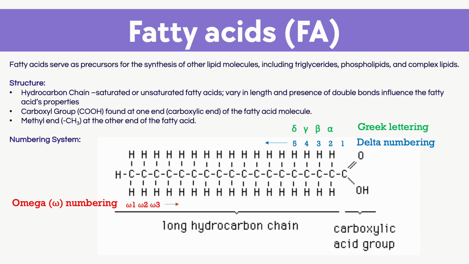There are 3 common numbering systems for fatty acids: delta numbering, Greek lettering, and omega numbering. In delta numbering system, the carbon atoms in the hydrocarbon chain are numbered starting from the carboxyl carbon, which is designated as carbon 1. In the Greek lettering system, the carbon atoms in the hydrocarbon chain are labeled with Greek letters, starting from the second carbon in delta numbering, which is known as alpha, followed by beta, gamma, and epsilon. In the omega numbering, the carbons are counted from the methyl end, omega end, of the hydrocarbon chain. For example, omega-3 signifies that the first double bond is at the third carbon from the methyl end.